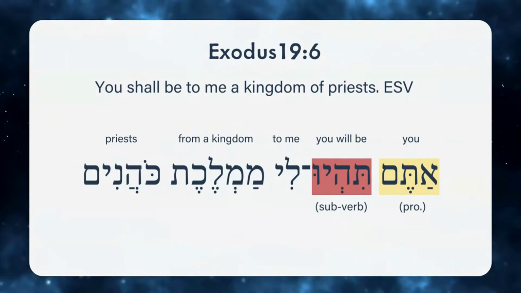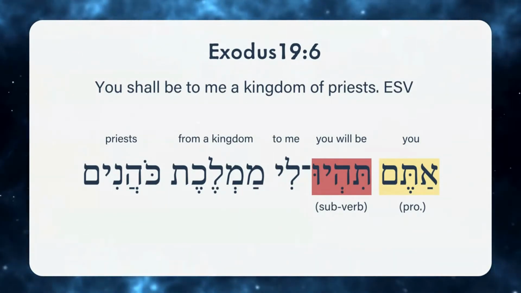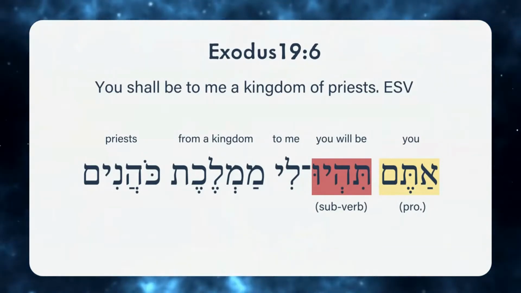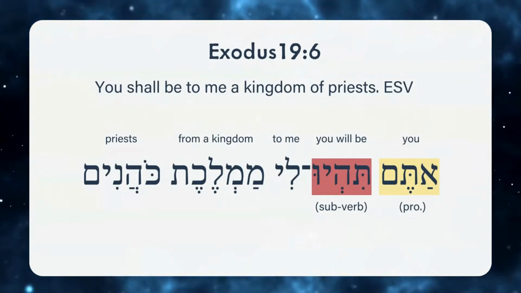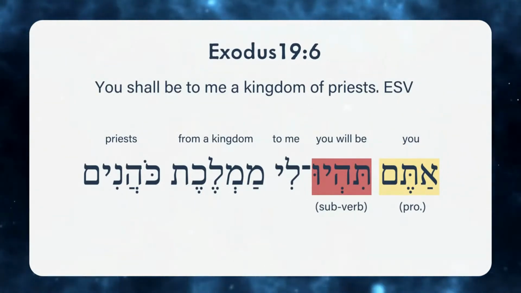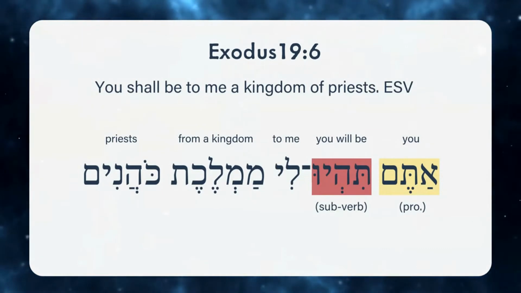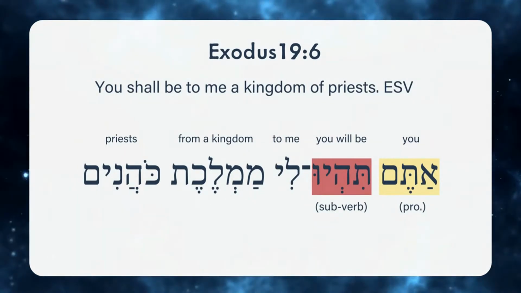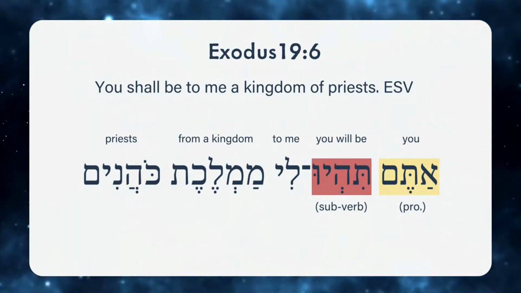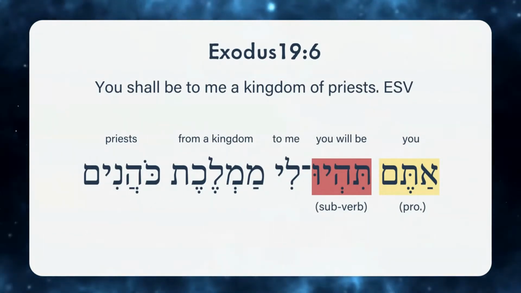And as you can see here in the ESV and many other translations, there's no emphatic, like you yourselves will be. There's no emphasis there. But if you were to look at it in Hebrew, you see that pronoun in yellow. There's the you, and then in red, there's the verb, you will be. So it's you will be to me a kingdom of priests and a holy nation. So he's adding emphasis. So it's kind of cool whenever you're able to see it for yourselves.